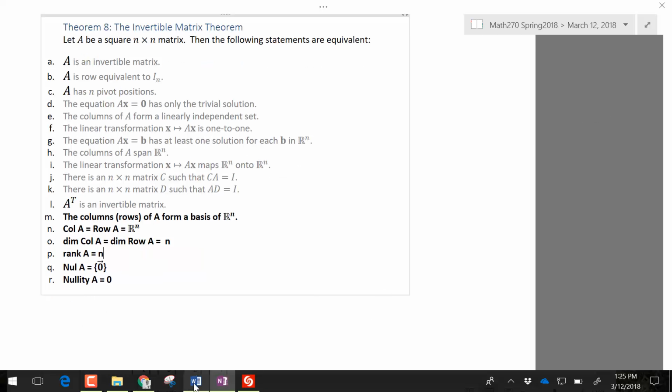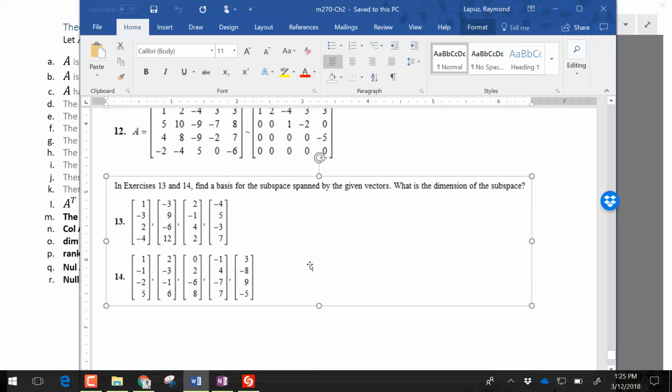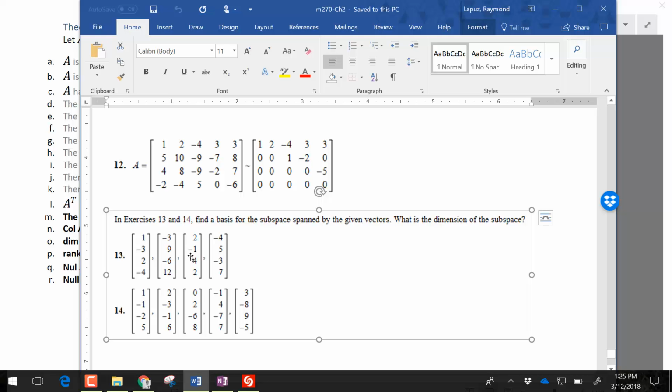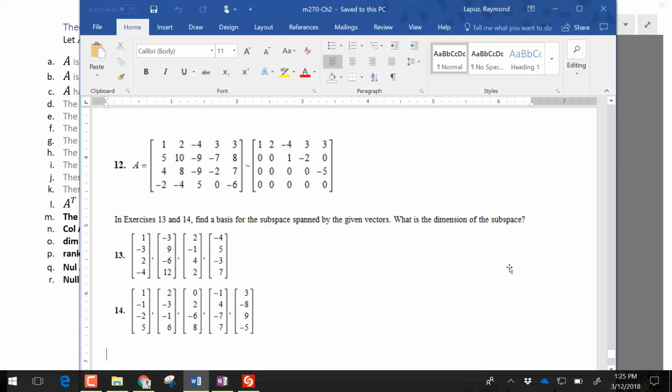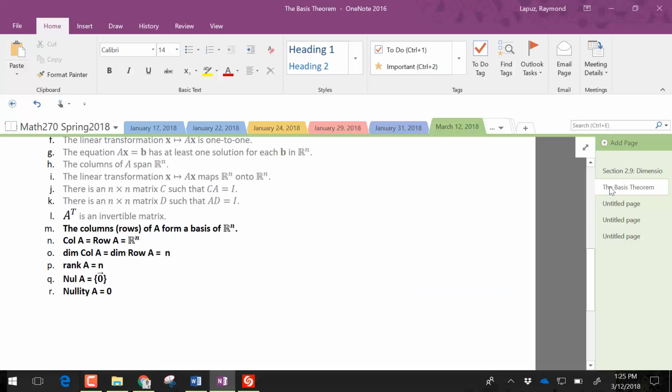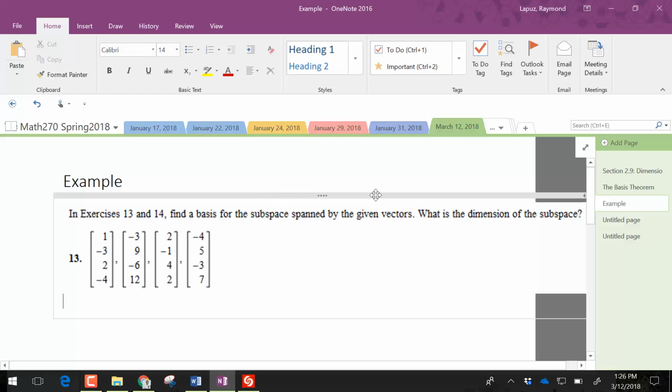I thought I was going to do a problem or something. I want to do that one. All right, let's do 13 or 14, talking about basis and stuff. 13? Ooh, this thing is long.